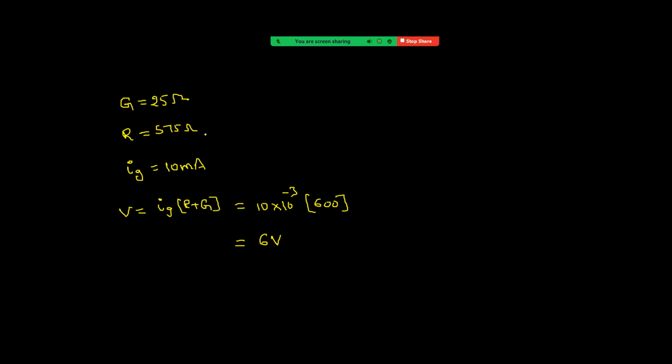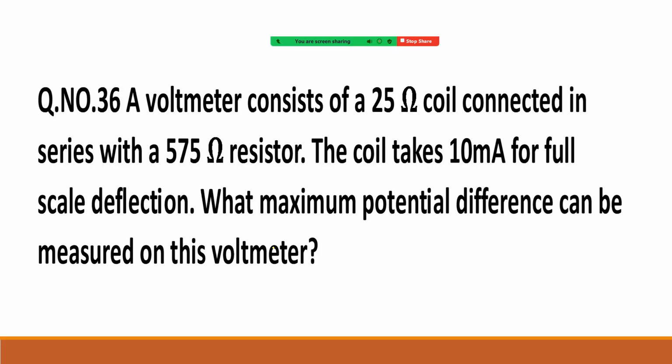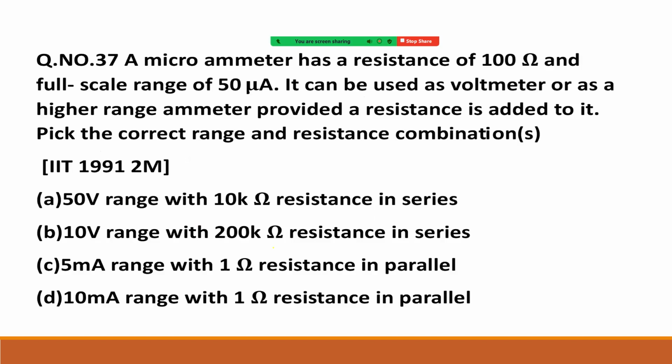Before this was connected, its range was V suffix G, equal to 25 into 10 milliampere. So that was the maximum potential difference before this was connected. After connecting this, we are now able to measure up to 6 volt, right? See the next one.